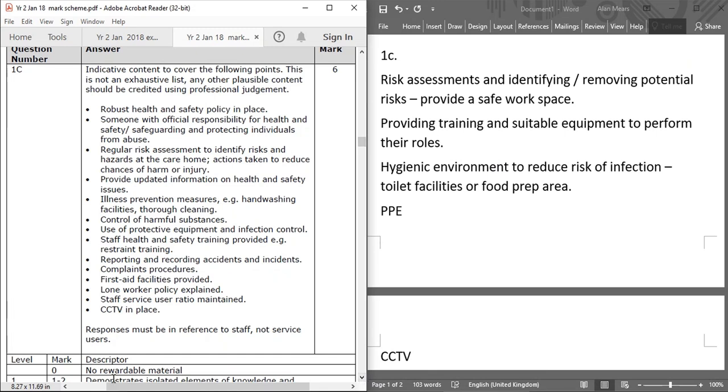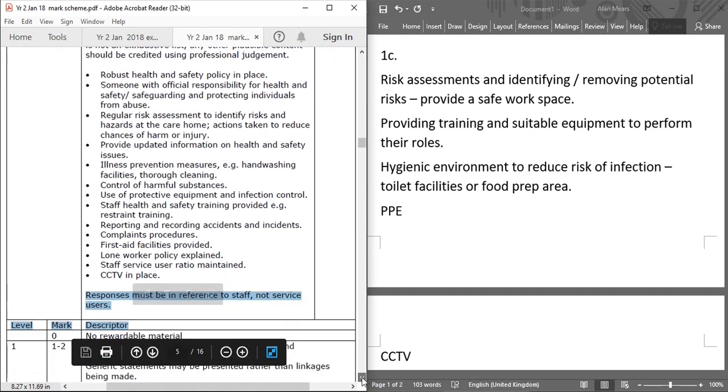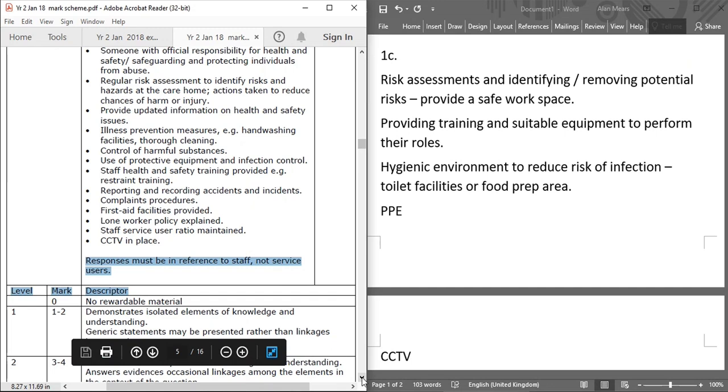But that last little bit at the bottom here, just to keep in mind with this question, responses must be in reference to staff. So again, if you've talked about protecting the service user, protecting Bill, you're not going to be able to pick up marks here. So again, make sure you're focusing on the professional. And again, that's why it's really important to make sure you're reading the question when you're looking at papers, or when you're looking at the answers, or when you're even doing this in January or summer, whenever you're doing this exam. Make sure you're reading the question clearly.